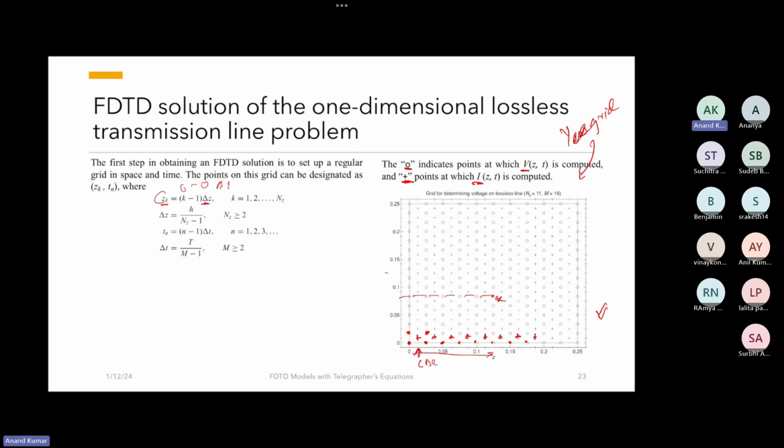So this determines the Z distance and how it is related to the discretization in space. And this delta Z value can be calculated by the total length of the transmission line, which was h, divided by the total number of points minus 1. Similarly, for time, each time instant can be approximated as (n minus 1) times delta t, which is the discretization in time, and delta t can be calculated by the total time for which you are simulating the problem, divided by the number of time instants for which you will run your code, minus 1.